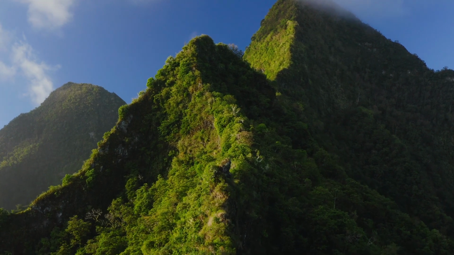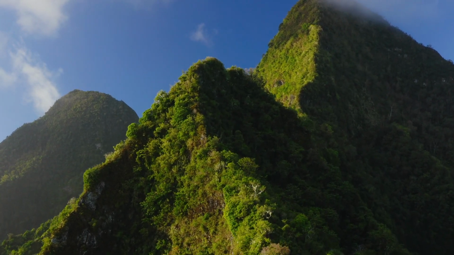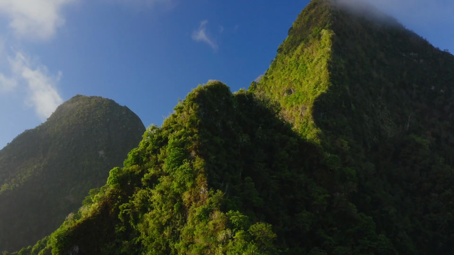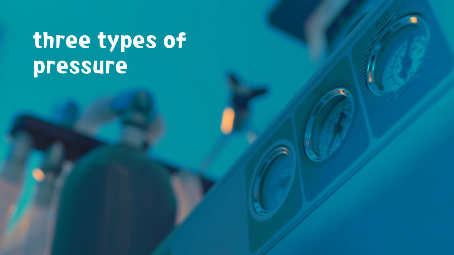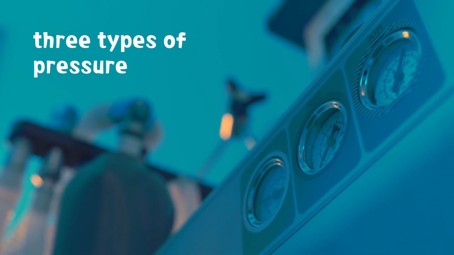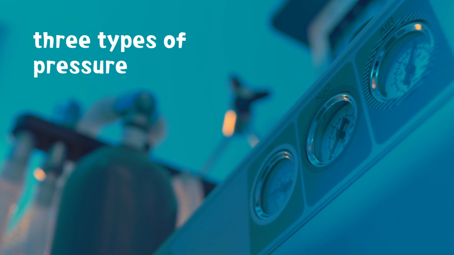Because of the variations in altitude and temperature at different locations, the local atmospheric pressure often varies. For example, the local atmospheric pressure in Los Angeles is approximately 101 kilopascals, whereas the local atmospheric pressure at the summit of Mt. Everest is only 35.6 kilopascals. In fluid mechanics and many other engineering fields, three types of pressure are often measured and used in various applications.